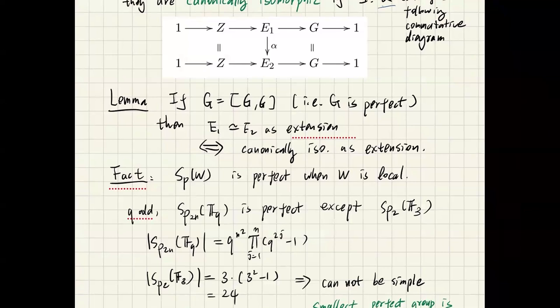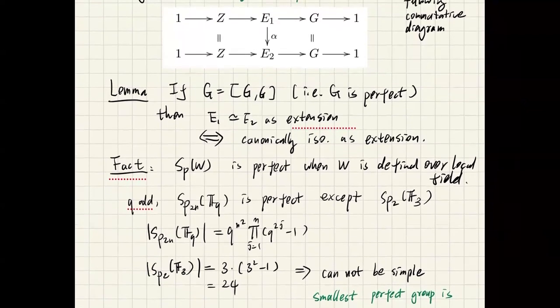is defined over a local field. Okay. Right. For example, Sp, so the real symplectic group and the p-adic symplectic group all satisfy this condition.